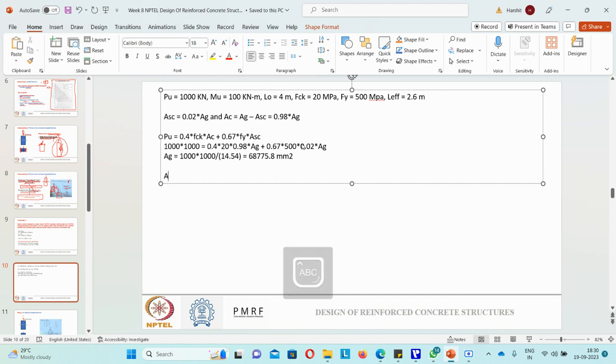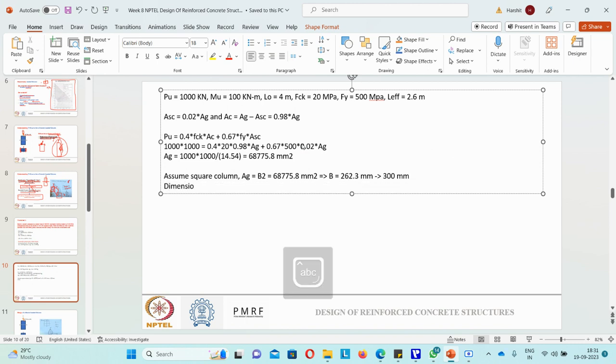Now we know the gross area, so we need to choose the dimension of the column. What kind of column do we need to provide? I am assuming a square column. So my AG will be B square, which is equal to 68775.8 mm square. From this, if I calculate the lateral dimension of the column, it will be the square root of AG, which comes out to be 262.3 mm. So I will take it roughly as 300 mm, since we can't provide a column with such an accurate B value; we need a whole number or a round up value. So my dimensions of the column are 300 mm cross 300 mm.